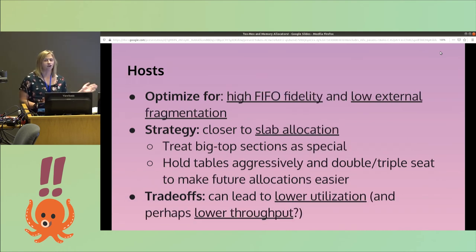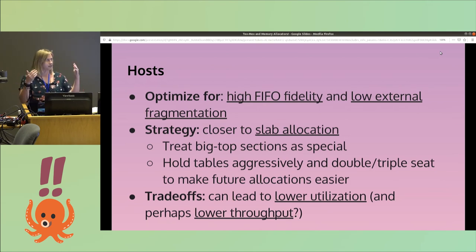Hosts, on the other hand, are way on the high FIFO fidelity side, at least I was. And they want low external fragmentation so that we have those spots for big tops, so we sort of treat them as special. This ends up looking more like a slab allocation memory strategy. So we hold those tables aggressively, really reserve them for fixed size parties like 9 to 10 or whatever. And we also double, triple seat to make that happen in the future.